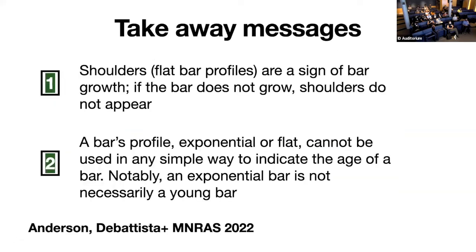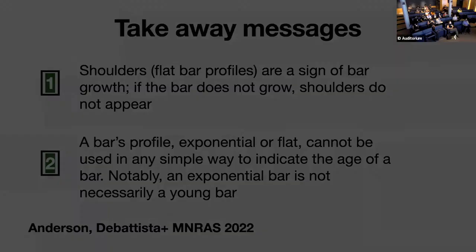So a couple of takeaway messages. We believe that flat profiles are a sign of bar growth, and that if the bars are not growing, you won't get shoulders. But there are circumstances when those flat profiles can be destroyed, like buckling and spiral interference, which means that you can't use the profile to determine whether it's a young bar or an old bar. And that's the end of the presentation. Thank you.